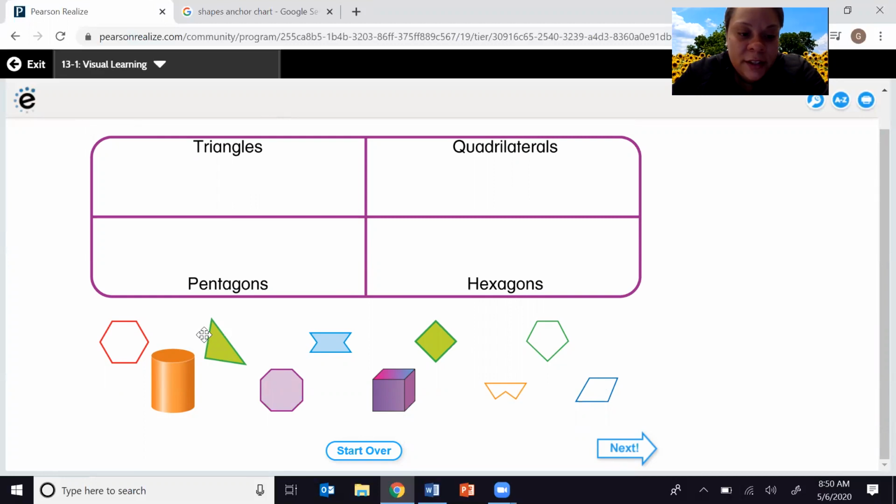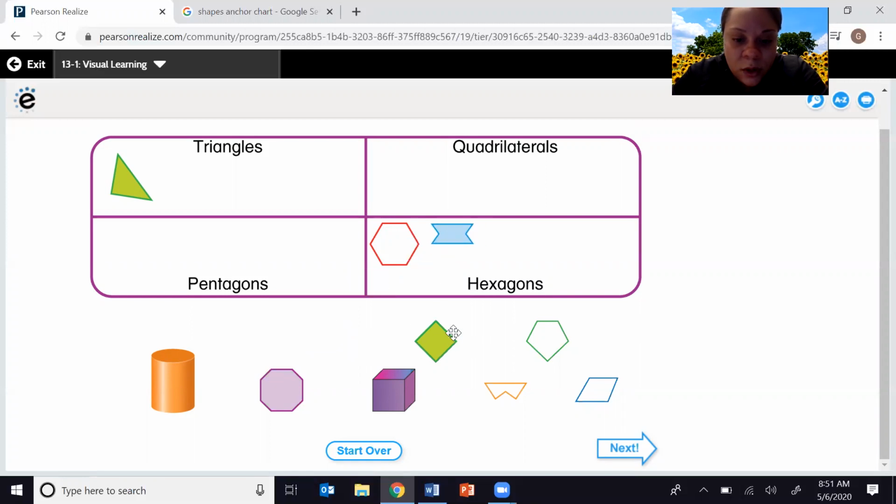A triangle has 3 sides, so 1, 2, 3, triangle. What's this? Well, let's count the sides. 1, 2, 3, 4, 5, 6. 6 sides, which is a hexagon. The key word is hex, and hex, I believe, stands for 6. Let's count this one. 1, 2, 3, 4, 5, 6. So 6 goes with hexagons.